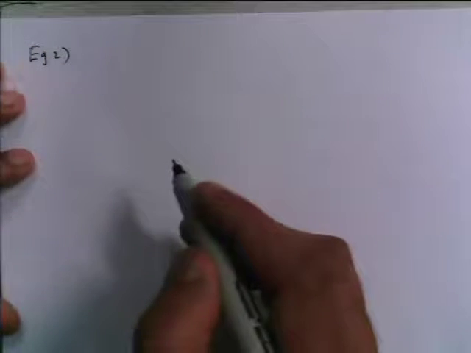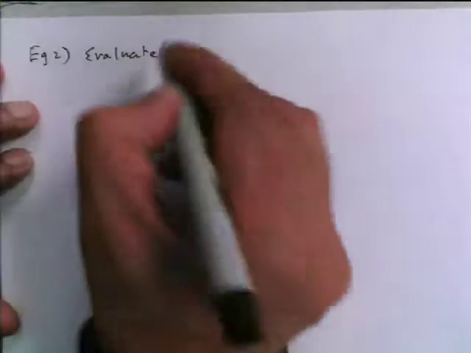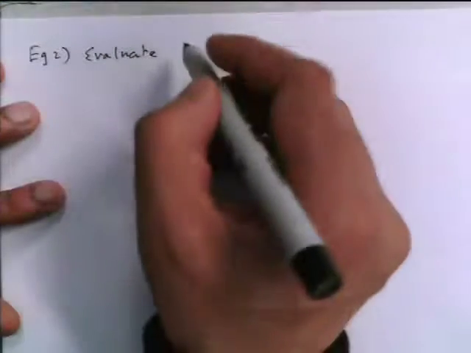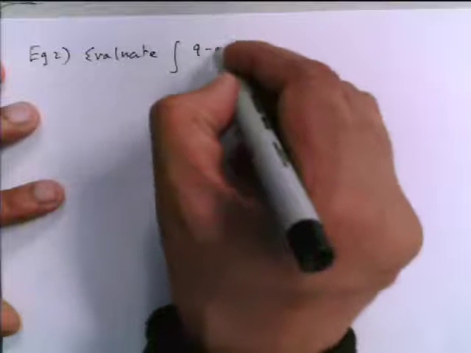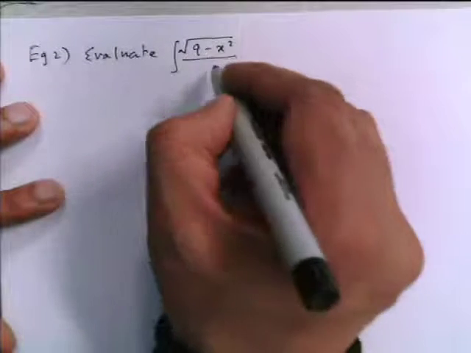So how about this one? Example 2. Let's try, so evaluate the integral of the square root of 9 minus x squared, divided by x squared.